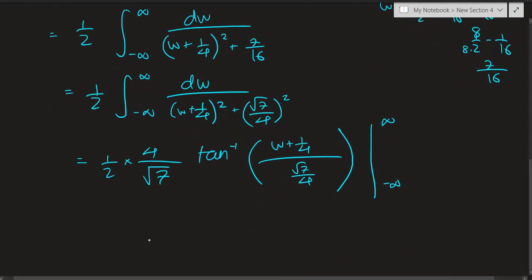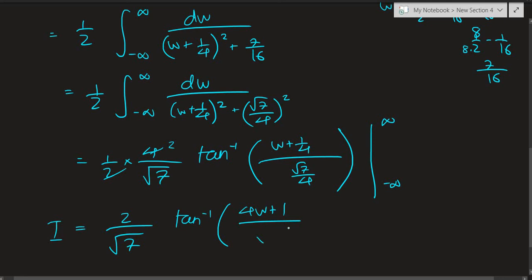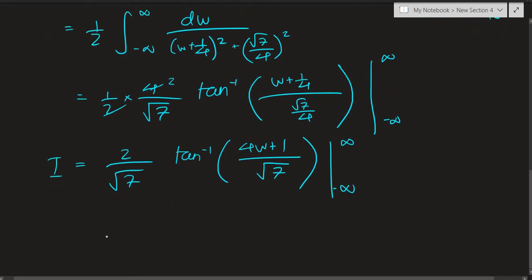Now this just becomes 2 over square root of 7 times the inverse tangent of, we can take a common denominator, 4w plus 1 divided by root 7, evaluated from infinity to negative infinity. So let's evaluate that now. Nothing too extraordinary about that.